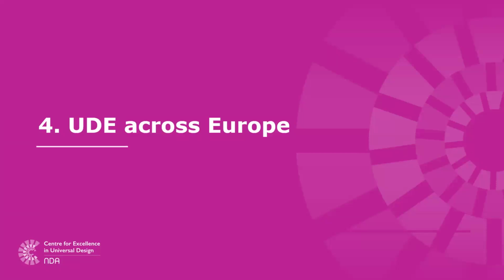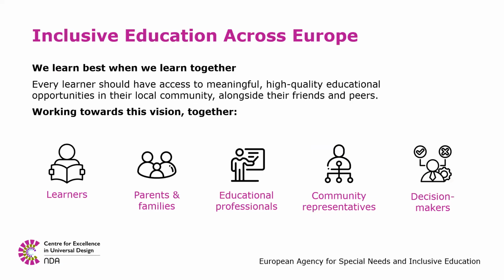So moving on to section 4, let's take a look now at UDE across Europe. The vision for inclusive education systems, as outlined by the European Agency for Special Needs and Inclusive Education, is that all learners have access to meaningful, high-quality educational opportunities in their local community alongside their peers and friends. Partnerships and networks with stakeholders and local communities then are increasingly important. And this cross-sectoral working needs to include an understanding of the wider ecosystem that we talked about for inclusive educational systems.